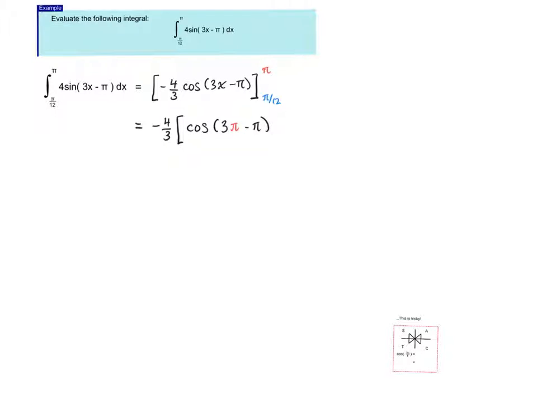So as I said, I'm replacing the letter x with the upper limit, pi, in 3x, take away pi from that, and then I'm going to subtract from that what I get when I replace the letter x with the lower limit of pi over 12, 3 times pi over 12, minus pi. So we just need to simplify that.